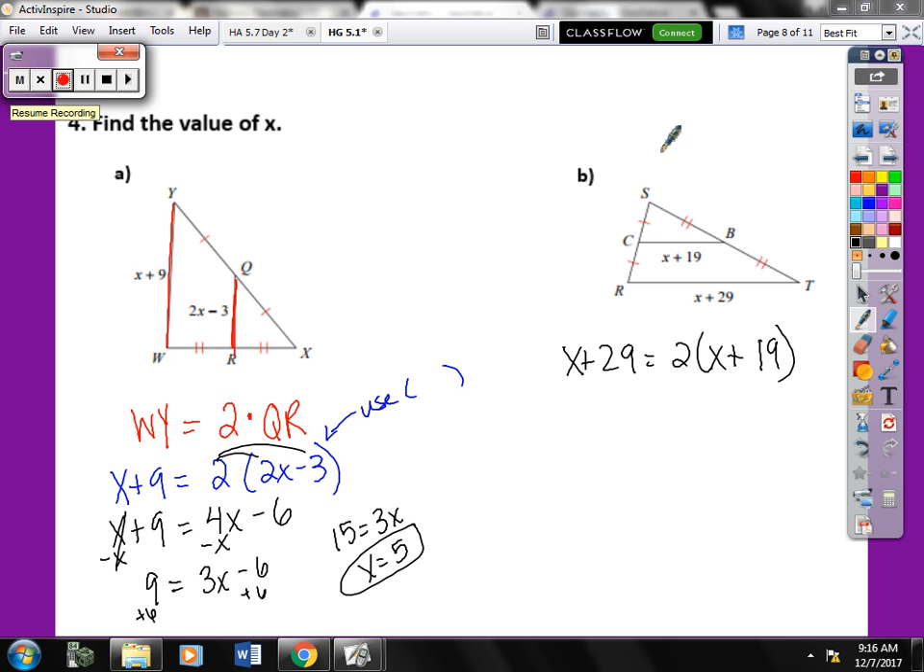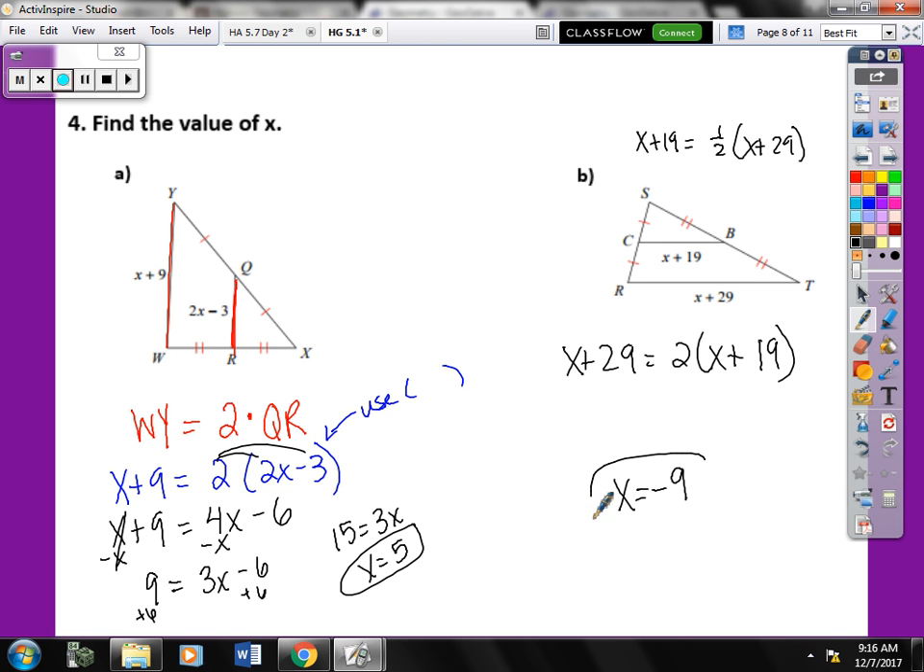You also could write the equation x plus 19 equals 1/2 of x plus 29. But again, you're going to end up getting halves and fractions slash decimals. Then you should just distribute and solve. What do we end up getting for x? Keys? Should be getting -9. Again, don't think that you did the problem wrong because you got a negative. When you plug -9 back in, -9 plus 19 would still get us a positive 10. So it's not giving you a negative side length.